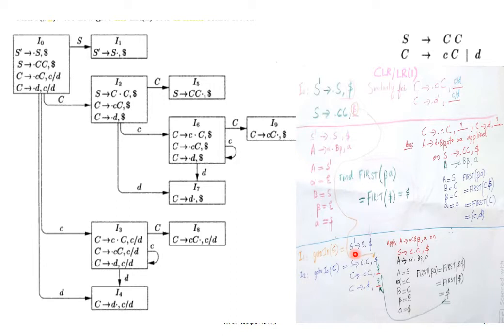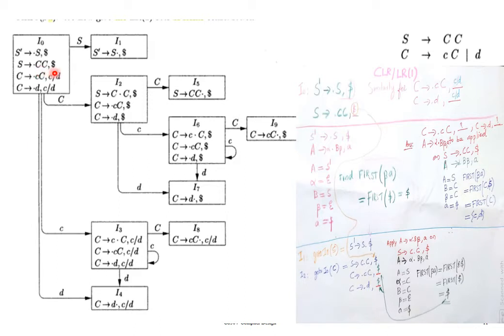Then what is the next step? We have to identify the goto function. The goto of I0 on capital S. That is, we have to shift the dot one position right. S dash gives S dot comma dollar. This look ahead symbol is to be copied as such. Then to the closure I1 we cannot add any more production because after the dot nothing is there.